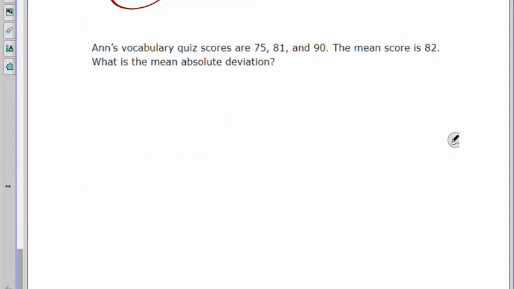Here's one for you to try. Anne's vocab quiz scores are 75, 81, and 90. The mean is 82. They gave that to you. We want to know the mean absolute deviation. Okay, there's only 3 numbers there, so it's not too bad, but yeah, find the deviations from the mean, and then find the mean of those deviations, and we'll look at it together.